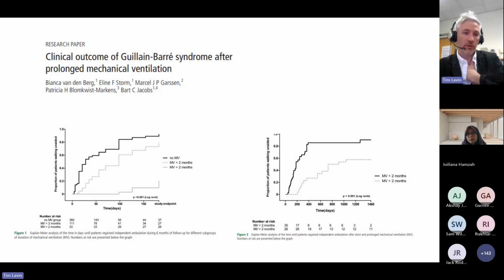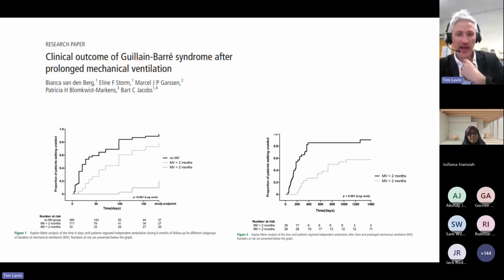The answer is no. Okay, so this is a study where they looked at people who were ventilated for longer than 2 months and people who were ventilated for less than 2 months. It was very obvious that the people ventilated for less than 2 months quite quickly, over the space of 6 months, were independently mobile with no issues at all. The people who were mechanically ventilated longer often were not walking unaided. They were very disabled at the end of the study point, after 6 months to a year.